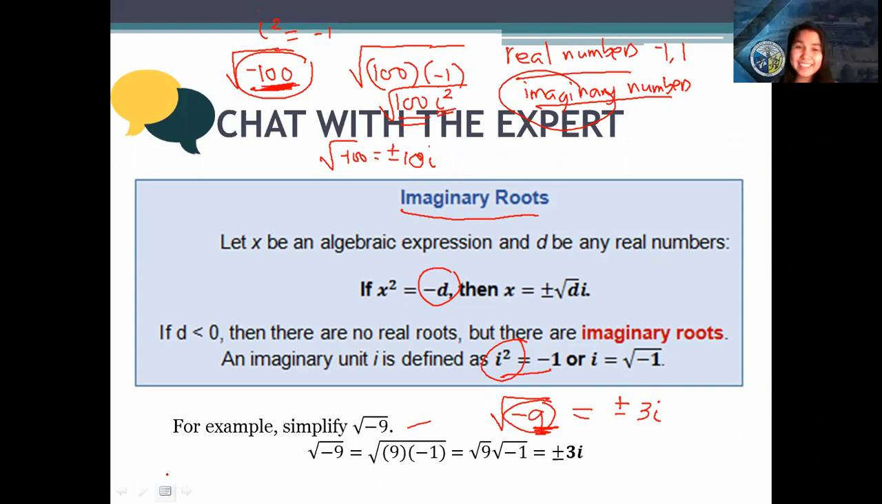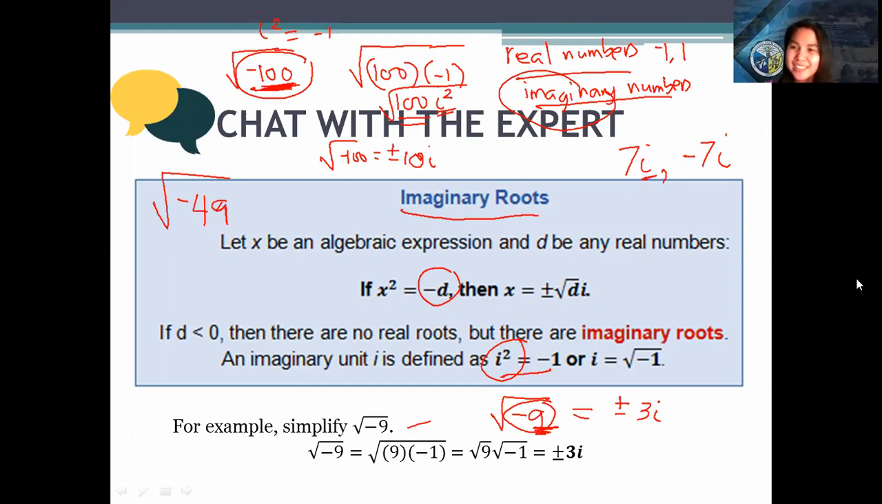Do you get it? So, let's have a drill. What's the square root of negative 49? Ready? In our chat box. I'll give you 5 seconds. 5, 4, 3, 2, 1. Very good. The answer is plus and minus 7i. It can be 7i and the other is negative 7i. Again, there should be an i because it's a negative number.